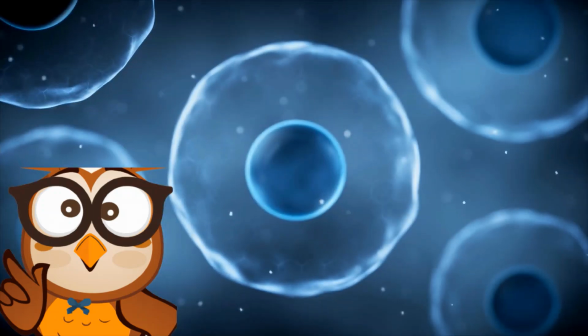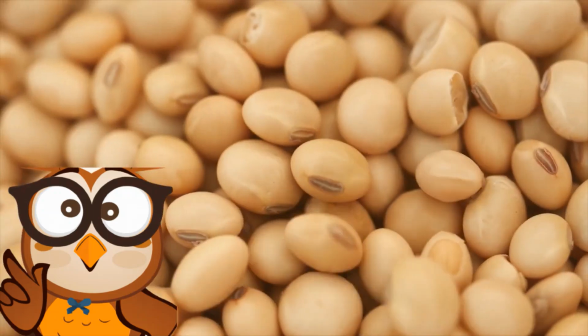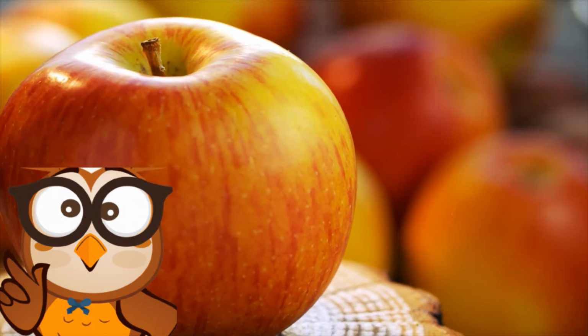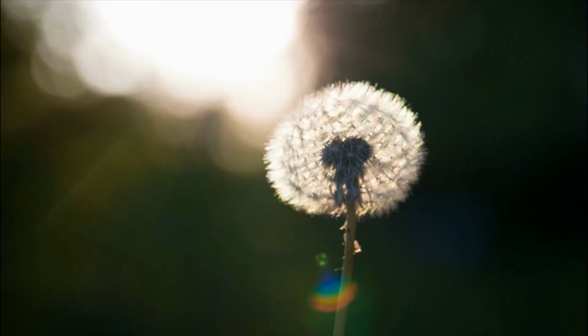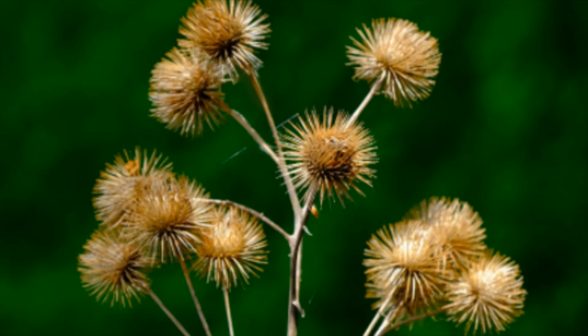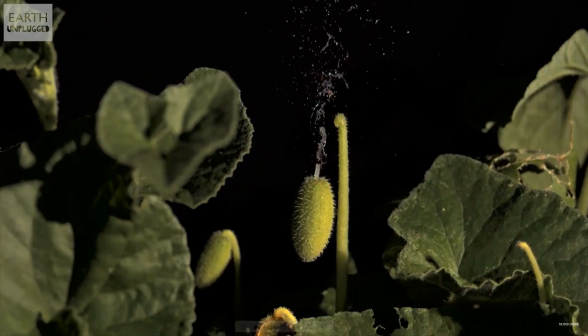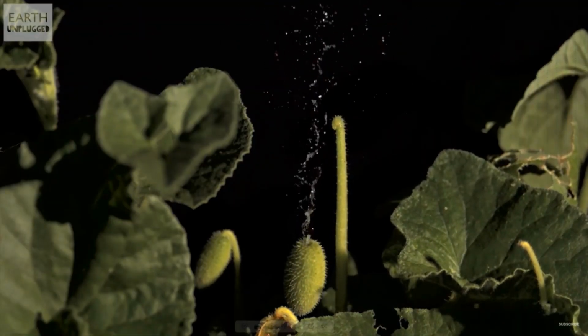form a zygote. This zygote will develop into a seed and may be enveloped in fruit for protection or for dispersal. And here are some interesting ways sexually reproducing plants spread their seeds. Some use wind, some use animals, and others don't use either. They fire their seeds away. This is called ballistic seed dispersal, and both the Himalayan balsam and the exploding cucumber are good examples of plants that use this method to spread their offspring.